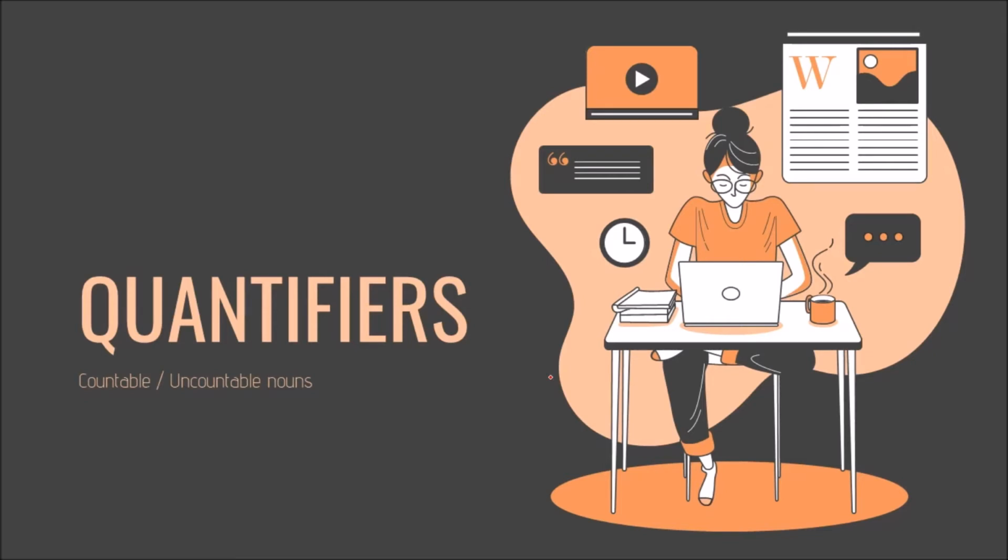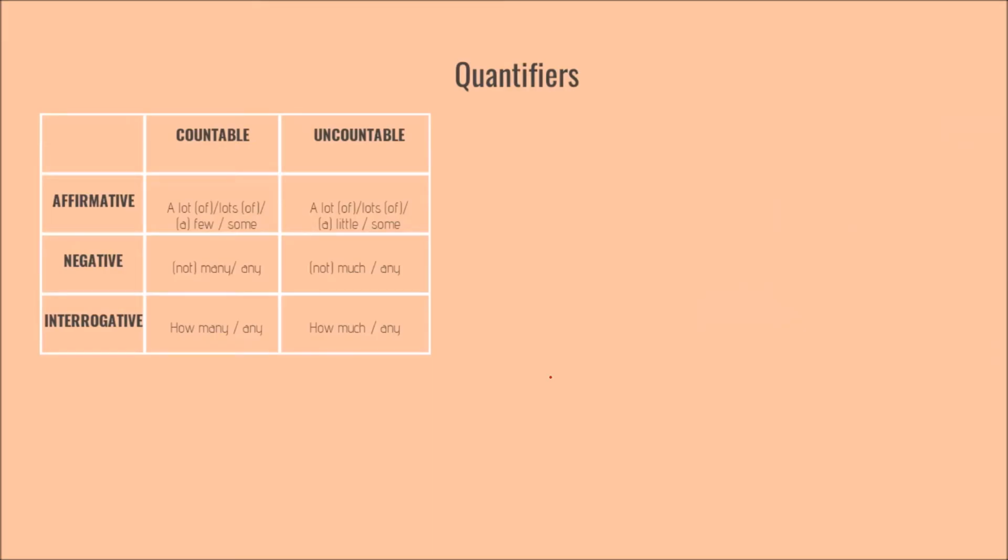But we need something to help us count the uncountable nouns. That's when quantifiers come to the rescue. Quantifiers are words that tell us the number or amount of a noun. Here we have some of the most commonly used in the English language, and I know that you are familiar with most of them. But let's see which one can be used with countable, which one with uncountable, and which can be used with both.